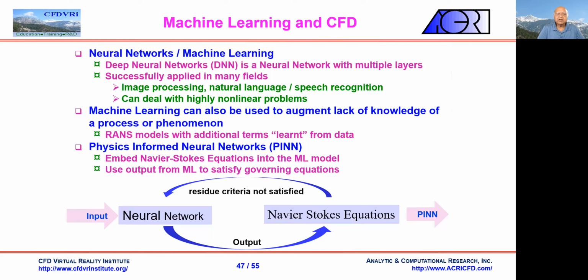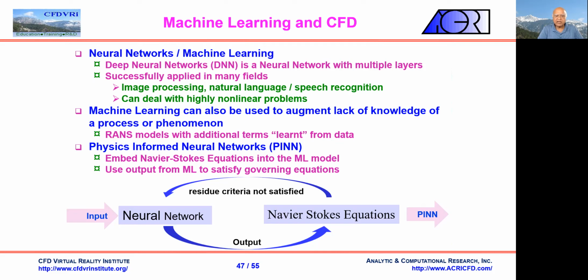So what is machine learning? Machine learning is basically neural networks. When we have multiple layers, we call them deep neural networks. They've been successfully applied in many fields: image processing, natural language, speech recognition. They can deal with highly nonlinear problems. It can also be used to augment knowledge of phenomena that we don't understand, such as if Rand's model doesn't work for some particular case, can we add a term to it? Can we learn from the data and add an additional term that solves that problem?